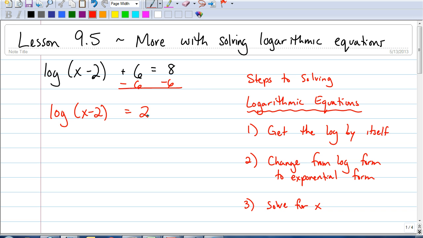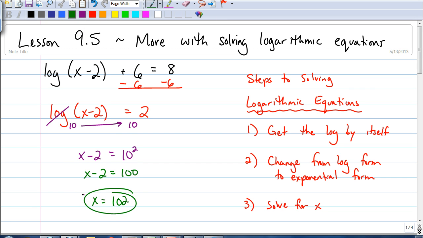Step 2 says to change from logarithm form to exponential form. Remember, we talked about in the previous video that these are common logarithms, so they have a base 10. So what we do is we slide that base over, and when we do that, the log falls off. So I no longer need that x minus 2 to be in parentheses. It would be x minus 2 equals 10 squared. And 10 squared is 100. So when I go to simplify this for x, I have x minus 2 equals 100. And now I add 2 to both sides, and I get x is 102.